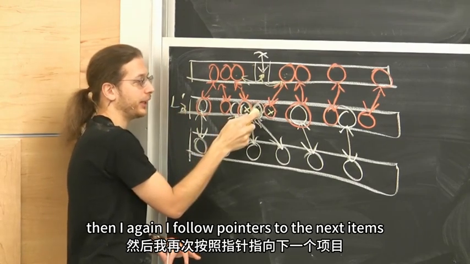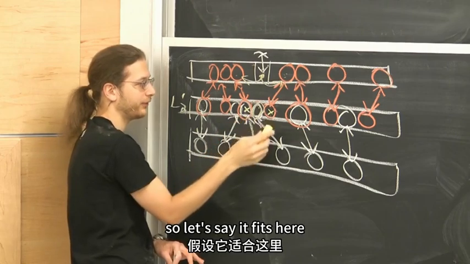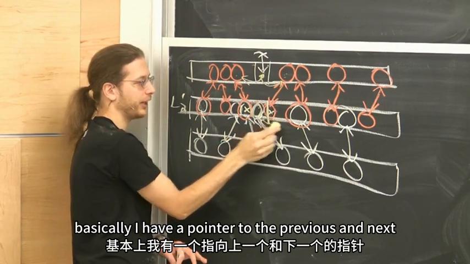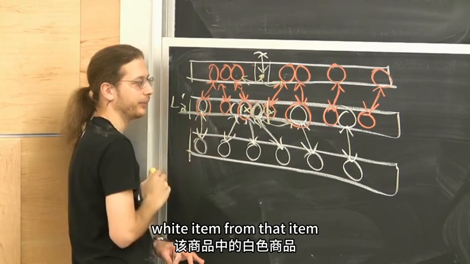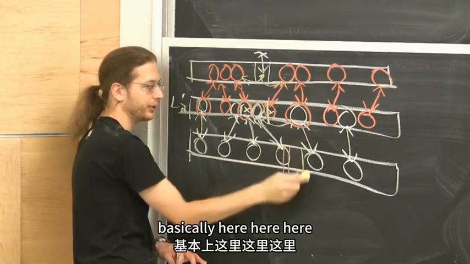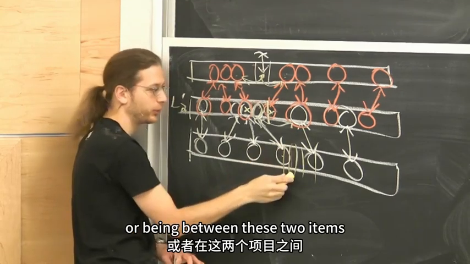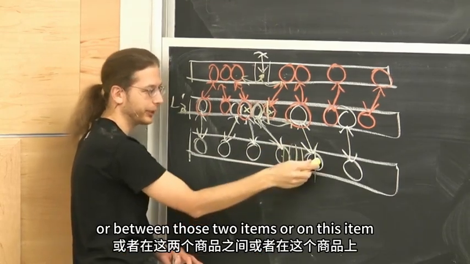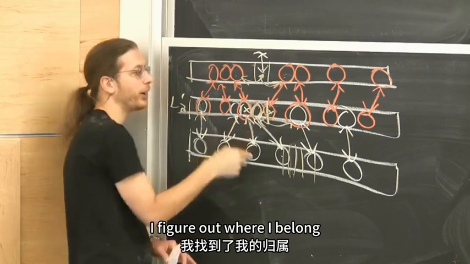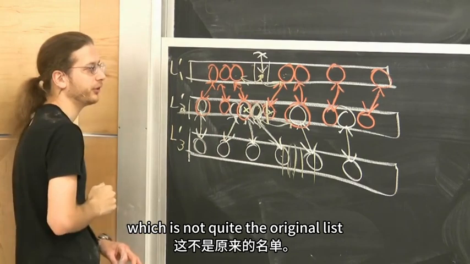Then I follow pointers to the next items. In this case, they're the white items. So let's say it fits here, basically. I have a pointer to the previous and next white item from that item. Follow those pointers down, and now I know it's either basically here, here, here. It's somewhere in that little range of either equaling this or being between these two items or on this item or between those two items or on this item. And again, a constant number of things to look at. I figure out where I belong in the primed list, which is not quite the original list.